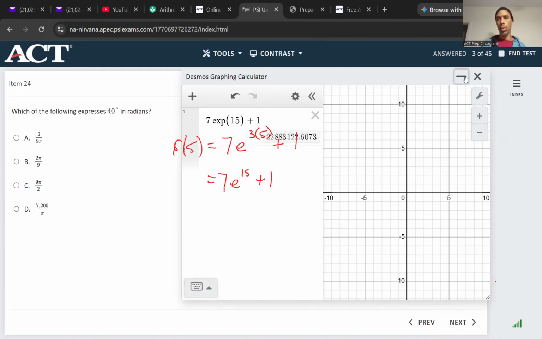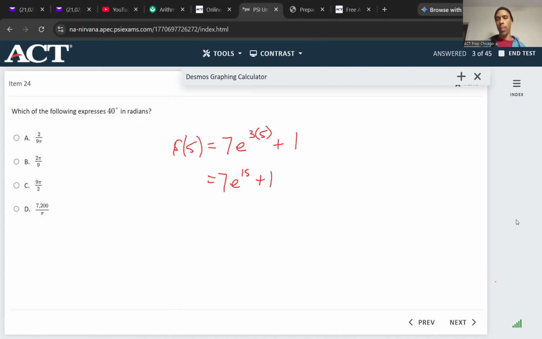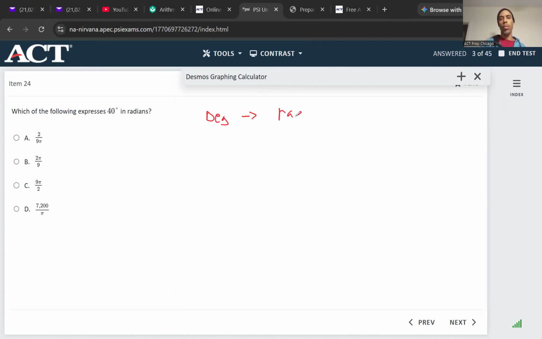All right, let's reduce the calculator. Let's close that out. Which of the following expresses 40 degrees in radians? So this one you need background knowledge to convert from degrees to radians. We're basically multiplying it times pi over 180, right? So we do 40 degrees times what?